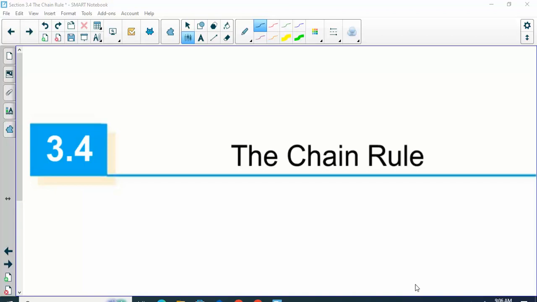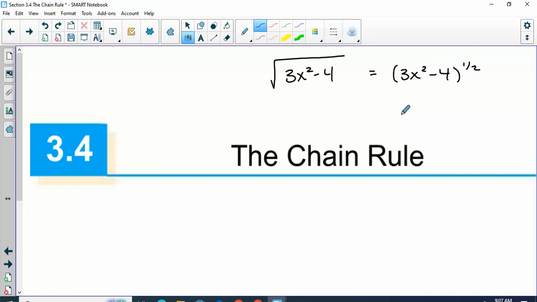We know how to do the derivative of things being multiplied, things being divided, things being added. We know how to do trig functions. We know how to do radicals. We've done a lot of things so far. But if I asked you to do the derivative of, let's say, the square root of 3x squared minus 4, you would write it as a 1/2 power, but can you actually work that out?